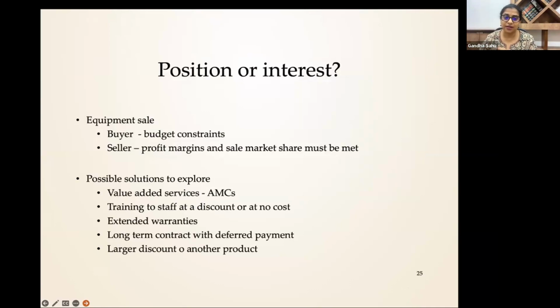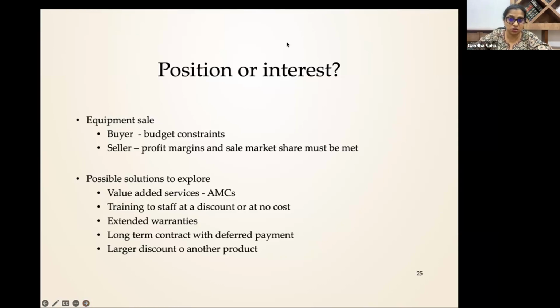We do that, right? And then the buyer says, I have budget constraints. This is my budget. I need to fit my entire product into this budget. So I need this at this budget. Seller says, I have profit margins and sale market share that must be met. I can't really give it to you at this kind of a price. And then you explore solutions that, okay, if we have to stick to this price, how can we achieve it? And you have additional things that can be added or deleted to come to that price point which both parties agree on.